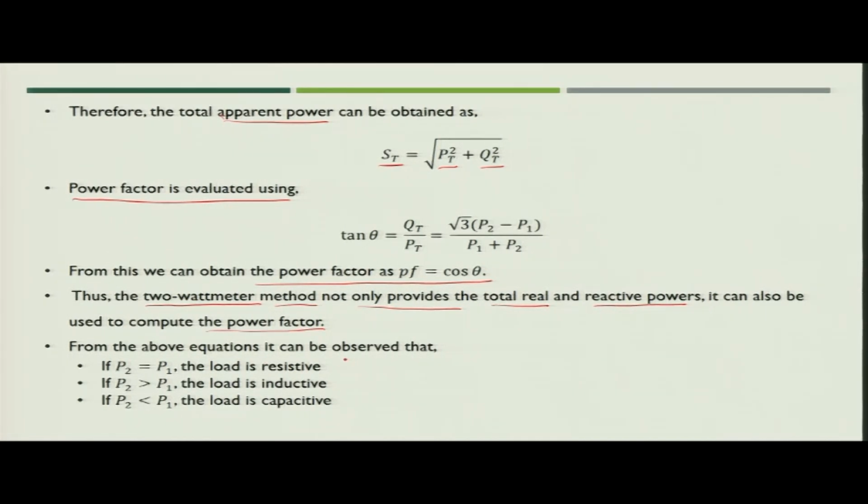Now, from the above equation you can observe that the total load will be resistive when P2 is equal to P1. When P2 is greater than P1, the load will be inductive because tan theta will be positive. And if P2 is less than P1, the load will be capacitive because the value of tan theta will be negative.